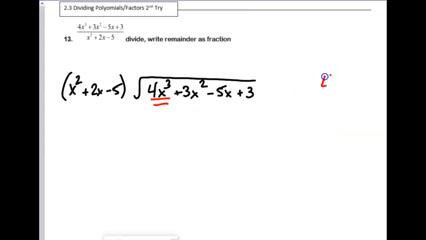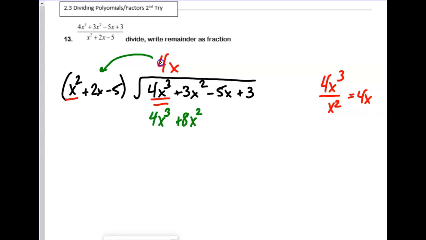So, divide the lead terms first. 4x to the third, you're dividing it by his lead term of x squared, and you're getting a 4x. That gets written up here at the top where your quotient's going to go. Now you multiply the 4x into the whole divisor. Make sure you distribute it. So you get 4x to the third plus 8x squared minus 20x. And this is the step where I saw a couple people forget something very important. Parentheses, because you are going to subtract this baby. So lead terms cancel. 3 minus 8 is negative 5x squared. And then negative 5, this becomes a plus 20, so plus 15x.